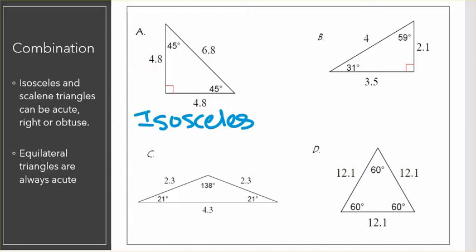Let's also look at the angles in triangle A. I see 2 45-degree angles. And then I notice there's a square in the corner here. Remember, that square is a symbol that I have a 90-degree angle. If I have a 90-degree angle, that means it's a right triangle. So I have an isosceles right triangle in question A.